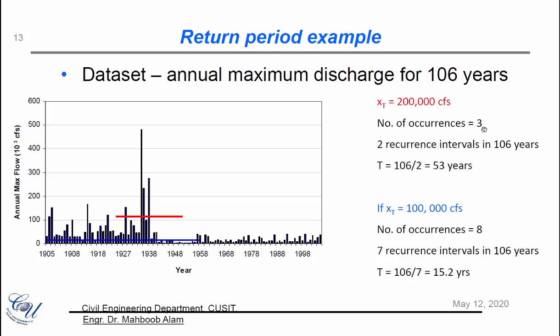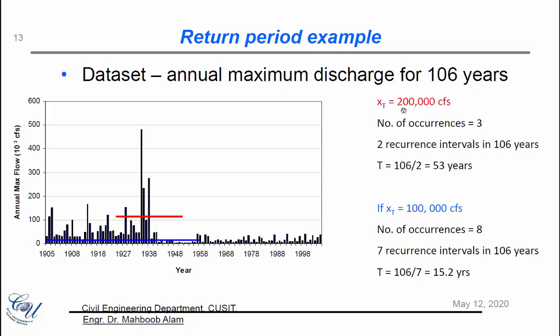The number of occurrences in a 106-year period is 3, which means that the recurrence intervals number 2, because you have one recurrence between the first two events, and then between the second and third there is another. So you have 2 recurrence intervals. We simply divide this 106, the total number of available years, by the number of recurrence intervals, and you get the return period of that particular threshold. So 200,000 cubic feet per second has a return period of 53 years, which means that after every 53 years this flood will occur.